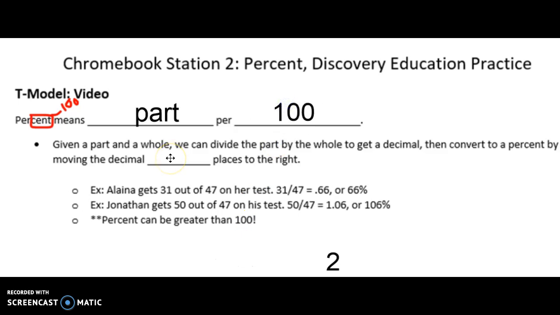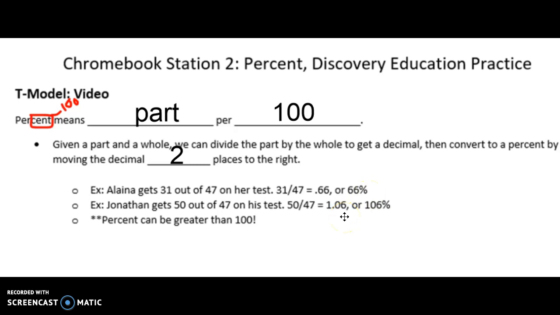This means that given a part and a whole, we can divide the part by the whole to get a decimal, then convert to a percent by moving the decimal 2 places to the right. So for example, if Elena gets 31 out of 47 on her test, I can divide 31, the part, by 47, the whole, and get 0.66. I move my decimal 2 places to the right, and I get 66%.